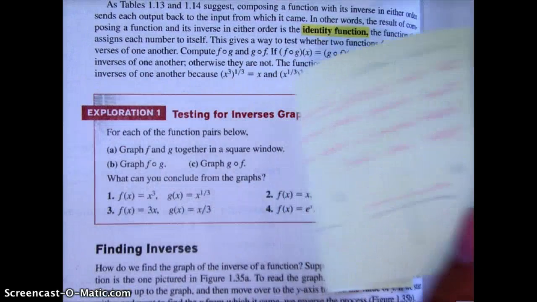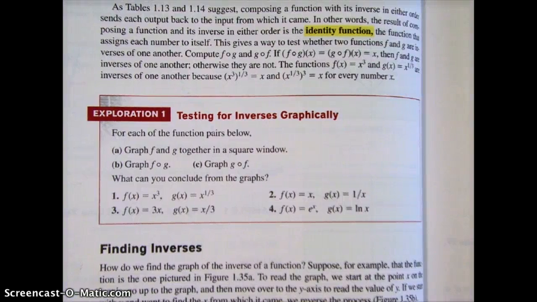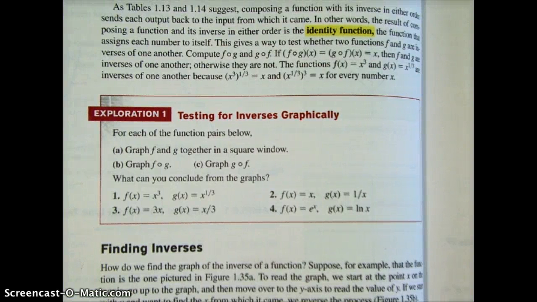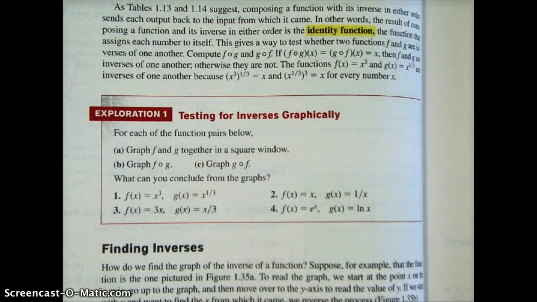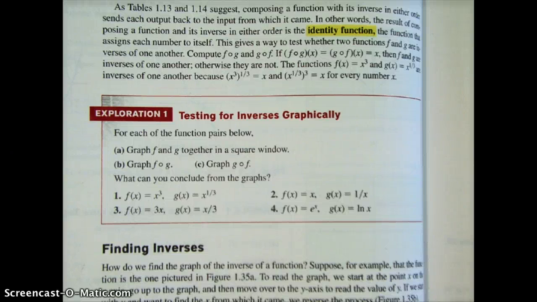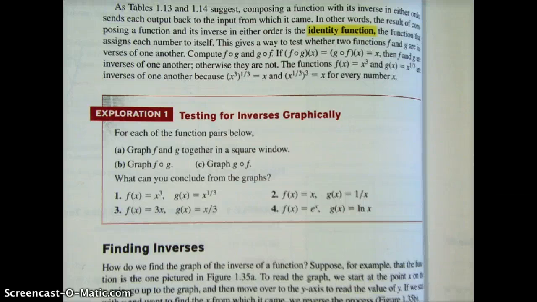So, knowing what the identity graph should look like, we can do this little exploration. For each of these graphs, your job is to graph f and g together, and you want to do this in a square window. Pick one where you can see each graph pretty clearly. And then you're going to graph the compositions. I'll show you how to do that if you haven't seen this before.